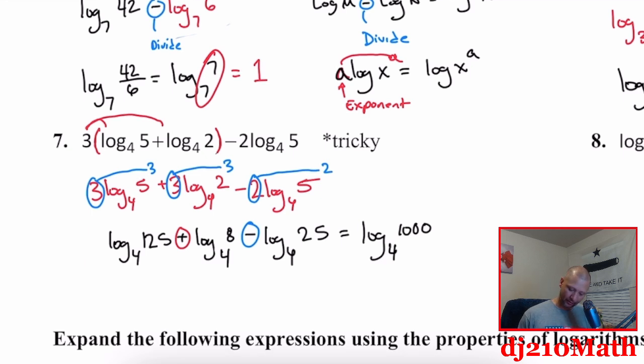Okay. Divided by 25. Right. 125 times 8, 1,000. Divided by 25. So this is actually going to reduce. So log base 4. All right. 25 into 1,000. 40. Okay. We'll leave it at that.